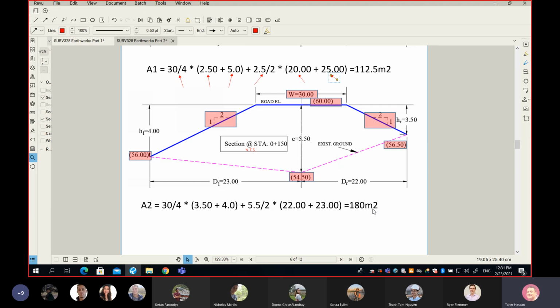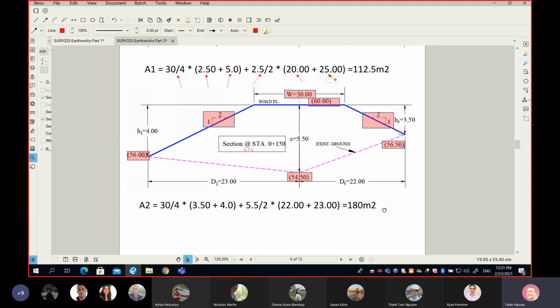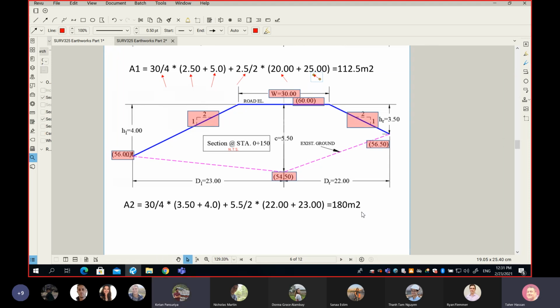Anyone got 180 meter square for the cross-section area? Can you give us some time, please? Sure, yeah. One more minute. I got the same 180.